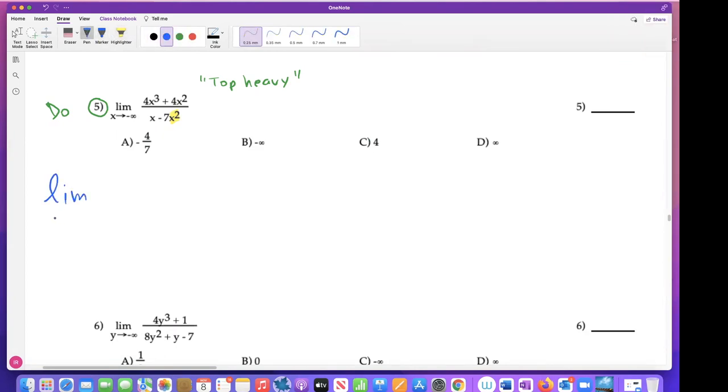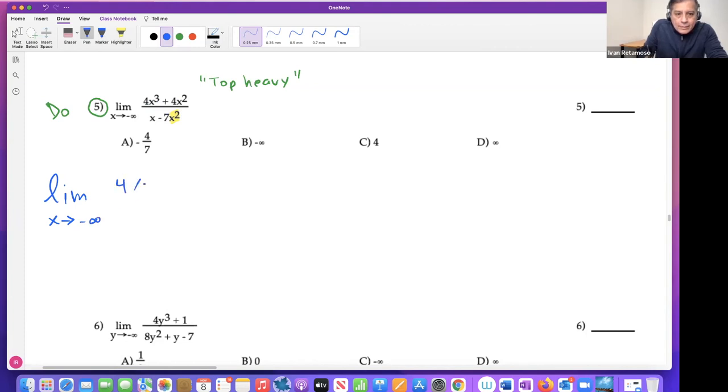We won't divide them by x cubed, Professor? No, because the rule is always the highest power on the denominator. Never on the numerator. It's always the highest power on the denominator for a division. The limit as x approaches minus infinity of this. This is what they are asking you to do. Try. I'm going to write a division.